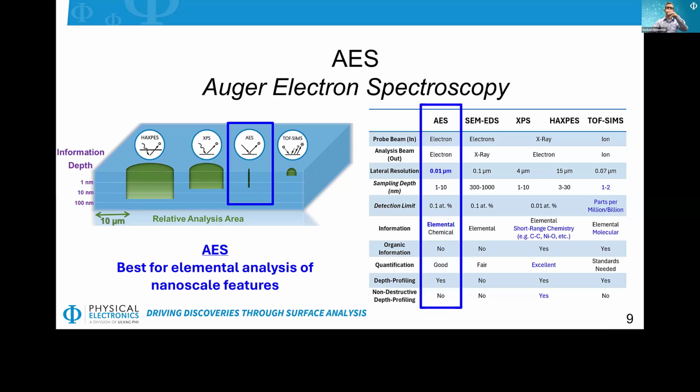The table here shows the strength of Auger versus EDS, which is its high spatial resolution on the order of 10 nanometers, compared to more than 300 nanometers for SEM-EDS. Auger is an excellent candidate for the imaging and chemical analysis of nanoscale features on the surface.